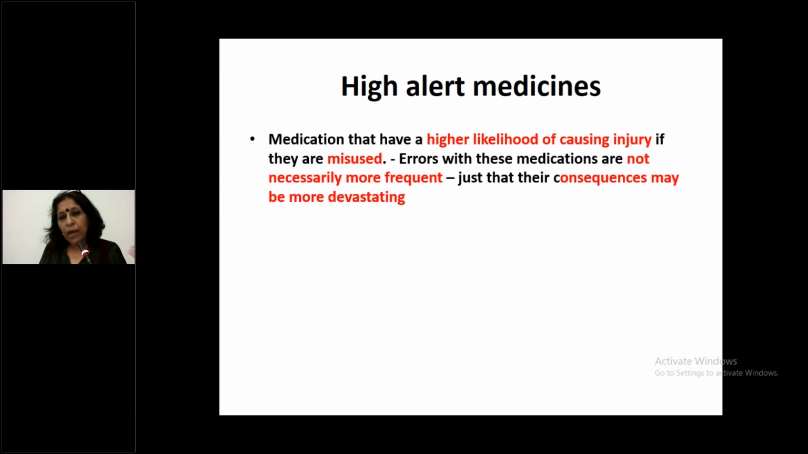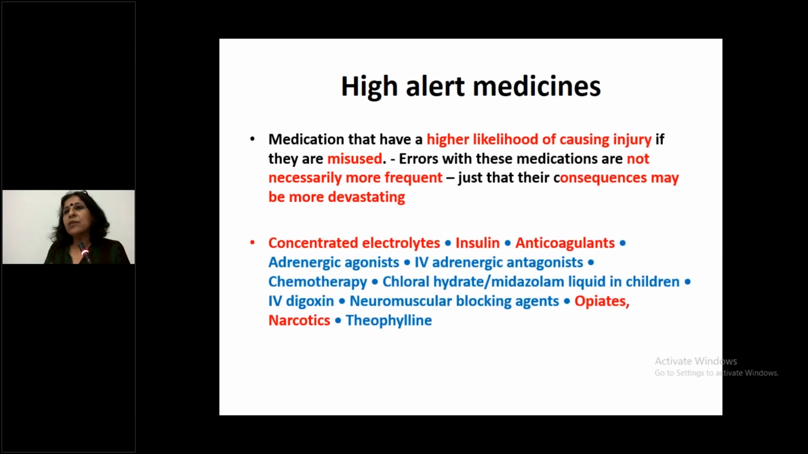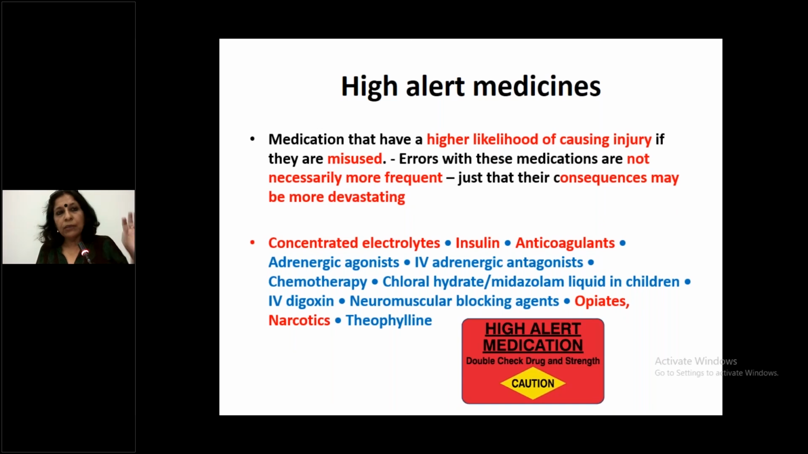We talk about high alert medicines. These are medicines such as insulin, IV electrolytes, opiates, narcotics, theophylline, anticoagulants, and anti-epileptics, which have a very small margin of error. It's not that they will more frequently give side effects. It's just that their side effects may be very, very deadly. So we have to be very sure we put labels saying high alert medication and double check the drug and strength when it is being administered.